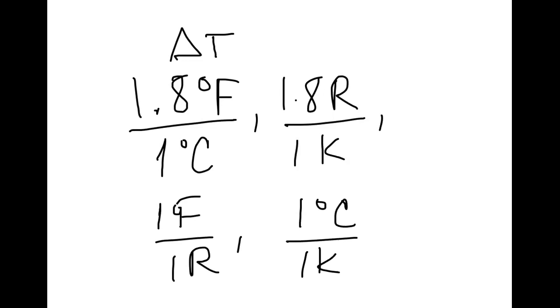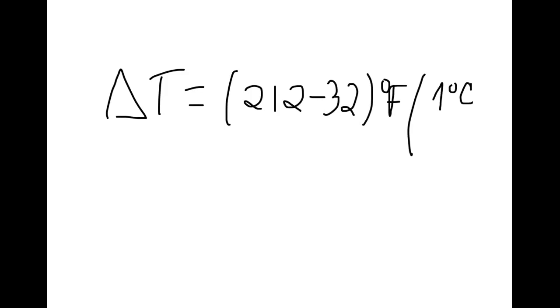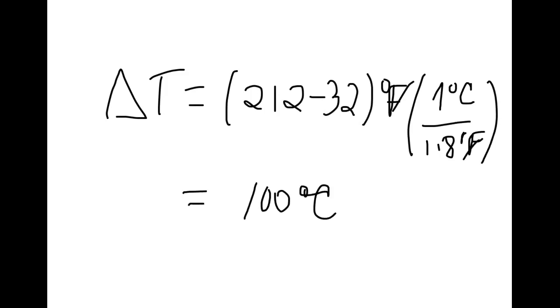Either way, if you want to convert an interval, let's say delta T is equal to 212 minus 32 degrees Fahrenheit, right? Well, we want to turn this to Celsius. Then we know that 1 Celsius is 1.8 Fahrenheit. So we cancel this with this, and we get 100 degrees Celsius, right?